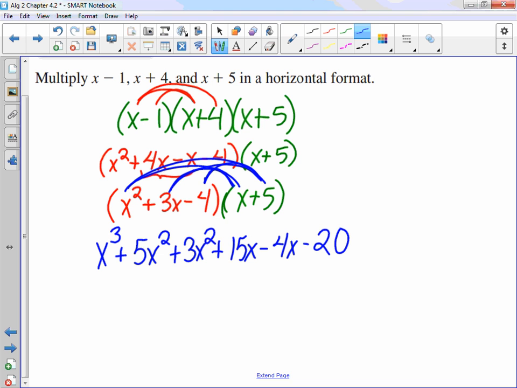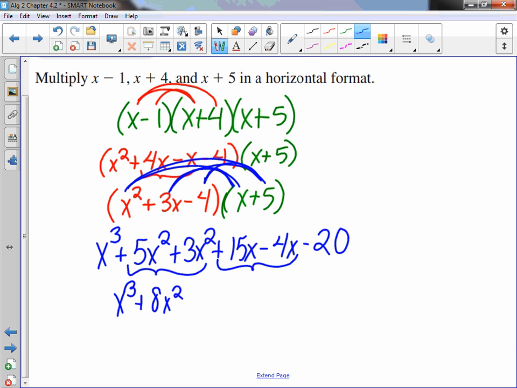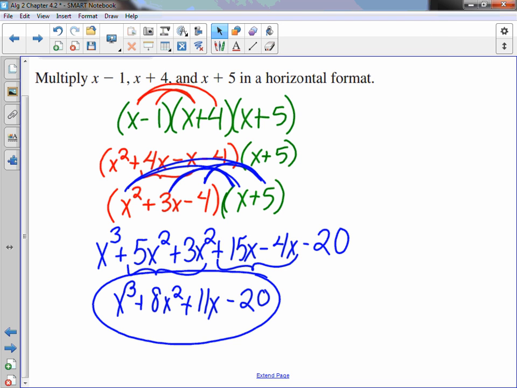Any questions on how we got to this here? We good with this here? X cubed. Combine like terms. Well, 5x squared plus 3x squared would be plus 8x squared. 15x minus 4x would be plus 11x minus 20. And that's it.